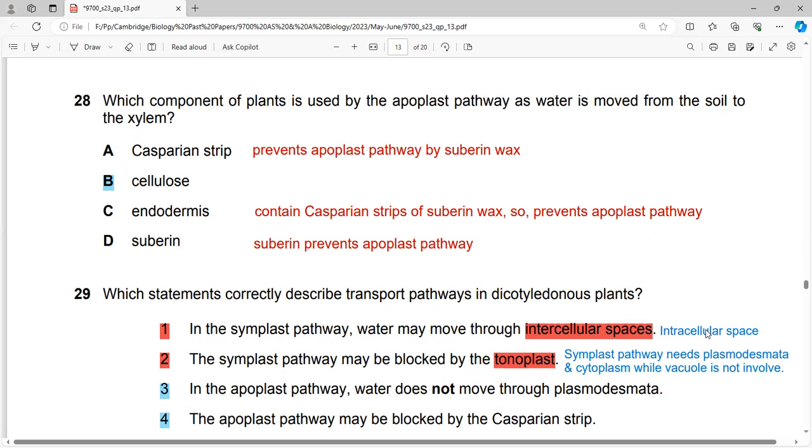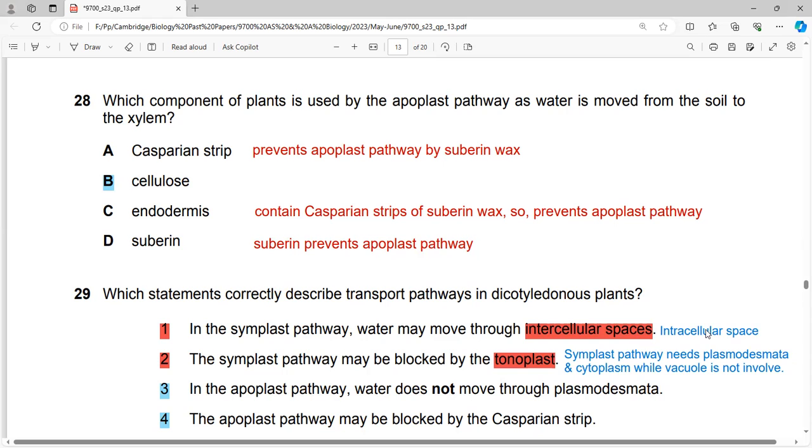So the apoplastic pathway is what? When the water is moving from cell wall to cell wall. Now the Casparian strip: when the water reaches the endodermis, there are Casparian strips, and these Casparian strips contain suberin wax. So the water cannot move from cell wall to cell wall, and it has to enter into the cytoplasm of the cell as the symplastic pathway. So that's why Casparian strip is wrong, endodermis is wrong, and suberin wax is wrong. Why? Because water cannot continuously move in the presence of Casparian strip, endodermis, or suberin wax.